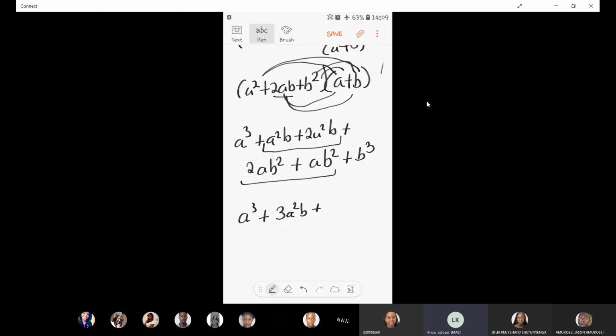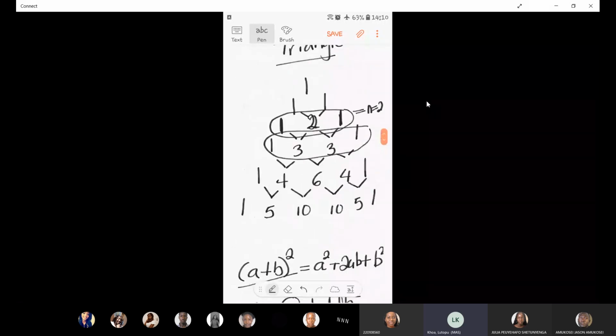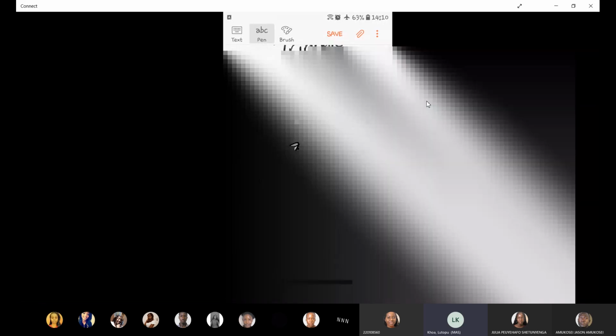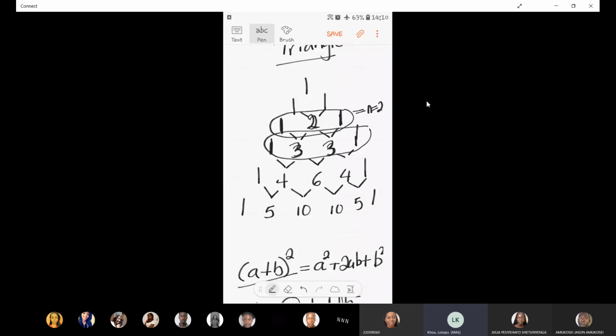So 2ab squared plus ab squared gives me 3ab squared, and then b squared doesn't have any like terms. Now when I look at the coefficients here, I have 1, 3, 3, and 1. If I go back to compare with my triangle, you can see I have 1, 3, 3, and 1. So this triangle gives you the coefficients in the expansion.